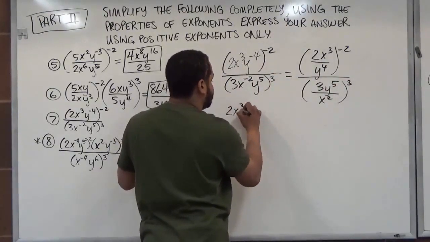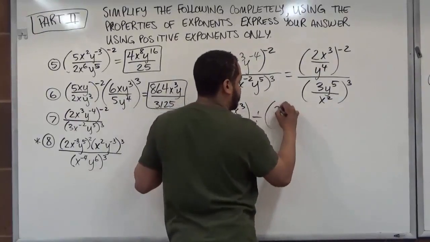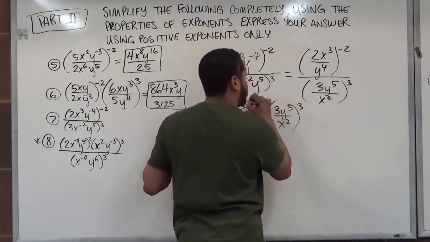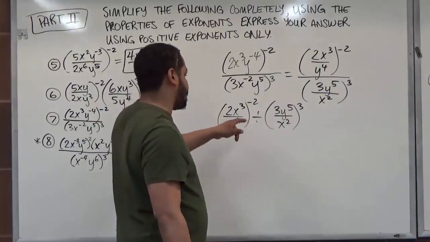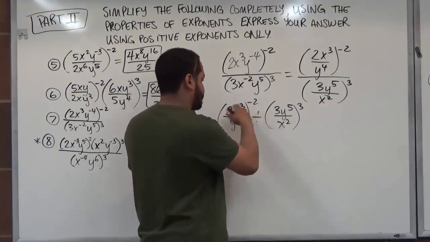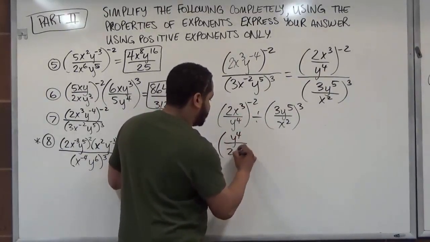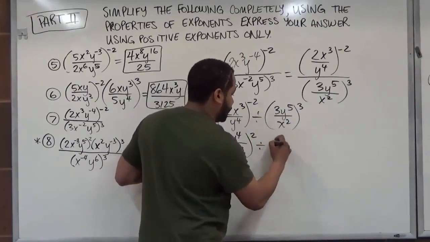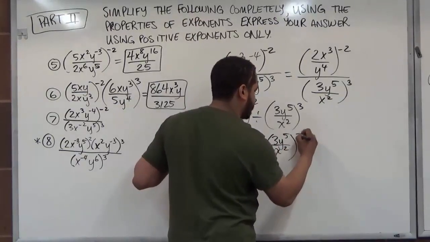So we have 2x cubed, y to the fourth, divided by 3y to the fifth, x to the second, to the third, and this is to the negative second. So before we do anything, the order of operations, still we have parentheses done, exponents next, so we're going to flip, we're going to reciprocate this fraction. We get y to the fourth over 2x to the third to the second. Now it's a positive exponent, divided by 3y to the fifth, x to the second, raised to the third.